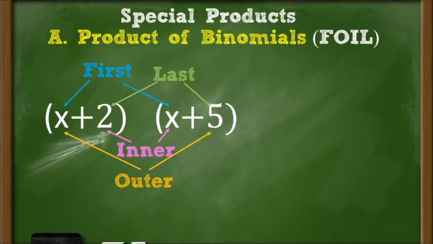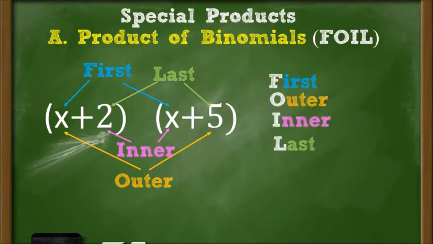So following the FOIL method, to get the answer, we are going to multiply or get the product of each term. So for the first terms, the outer terms, the inner terms, and the last terms. So look at my laser pointer. For the first one, x multiplied to x will give you x squared. Add it to the next product, that is the outer terms. That's x and 5. So that will give you 5x.